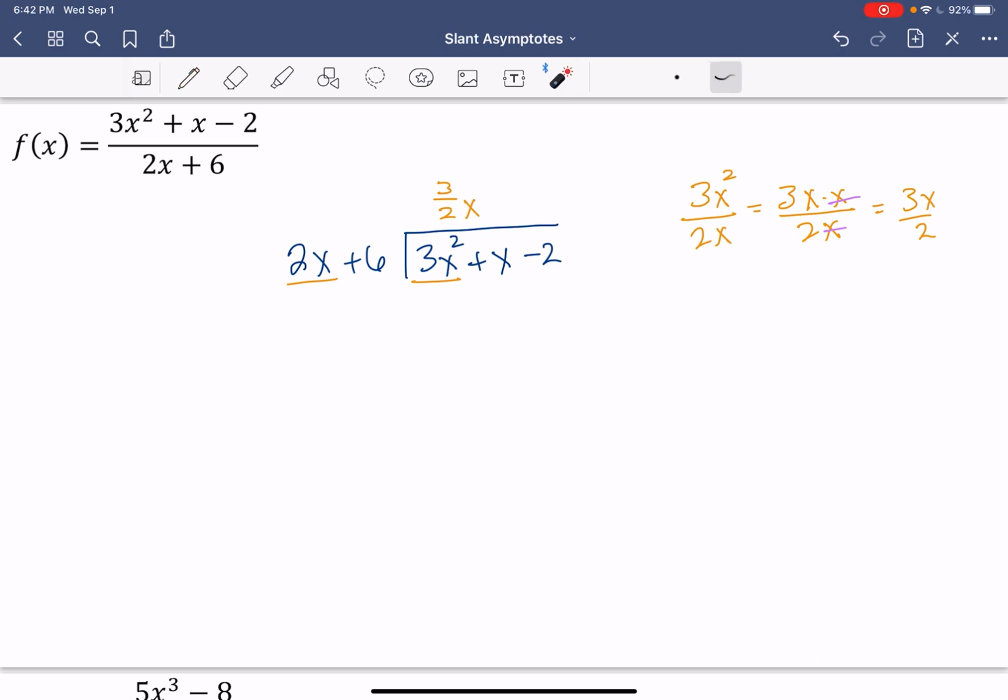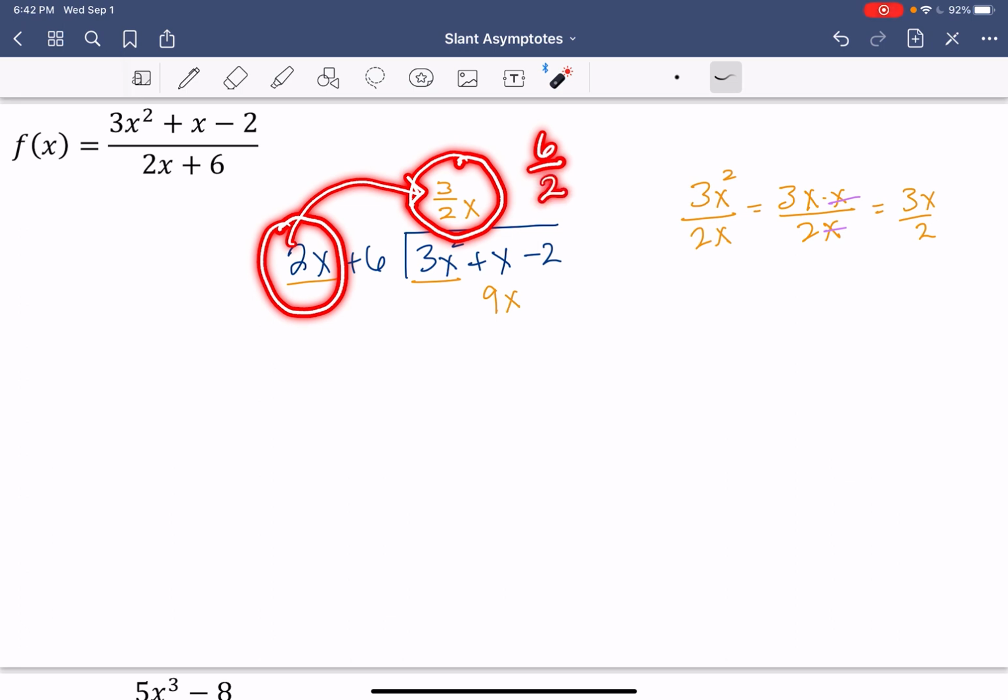So now you're going to multiply this by every term here starting from the right. So 3 over 2 times 6. So 6 times 3 is 18. 18 divided by 2 is equal to 9. So I will put a 9x down here. Again, don't put the plus sign. Now moving on to the next term, 3 over 2 times 2x. So the 2 times 3 is 6. 6 divided by 2 is 3. And then x times x is x squared. So that ends up with 3x squared.